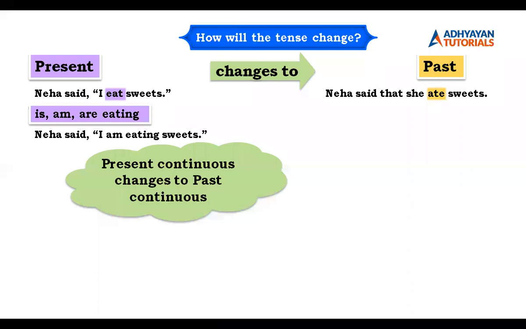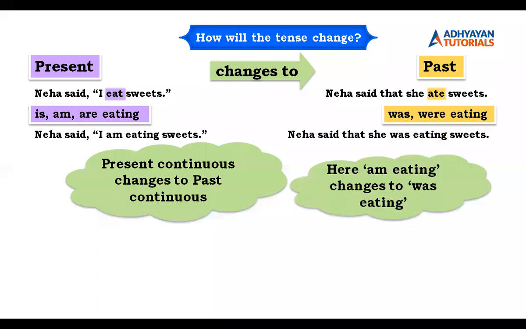So will you change the tense of the verb inside? Yes. Okay. What is the tense inside? I am eating. Present continuous. Right. So what will present continuous become? Past continuous. Correct. So what will I am eating become? Was eating. And you know the rest of the changes, right? Yes. So can you tell me what the answer is then? Neha said that she was eating sweets. That is absolutely correct, Keenan. Thank you so much for your answer.